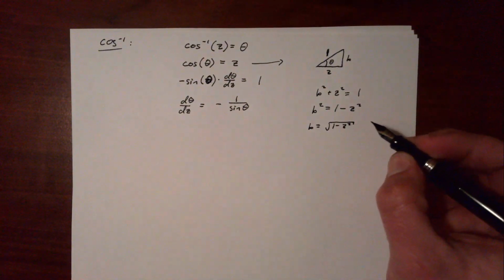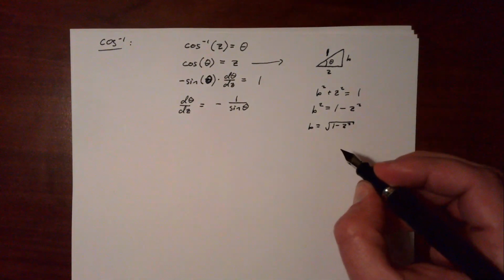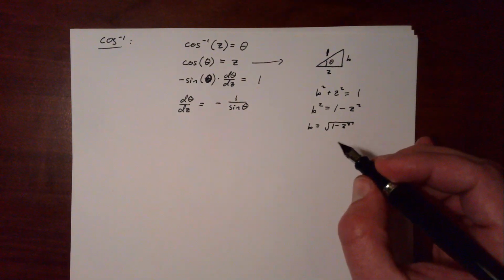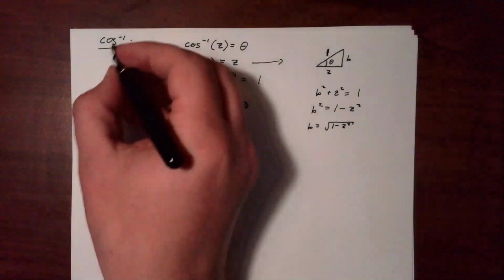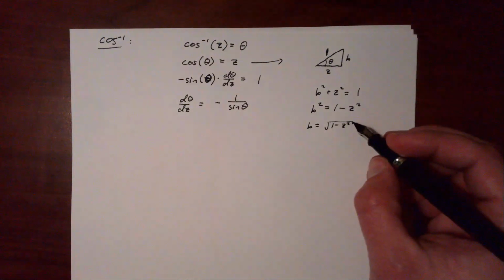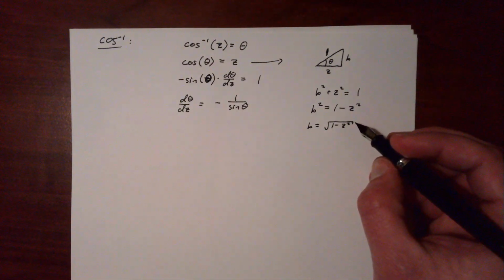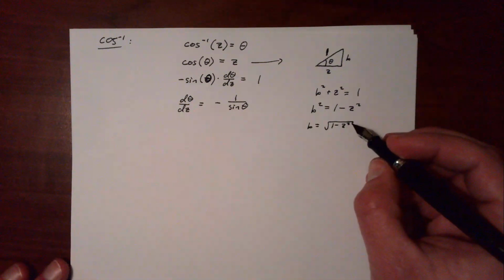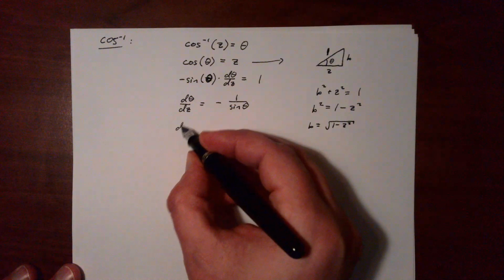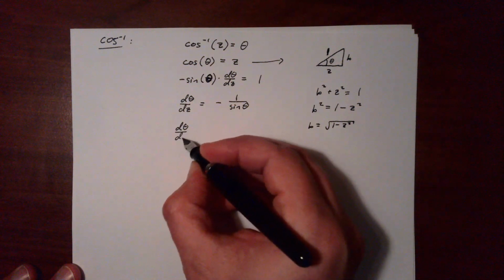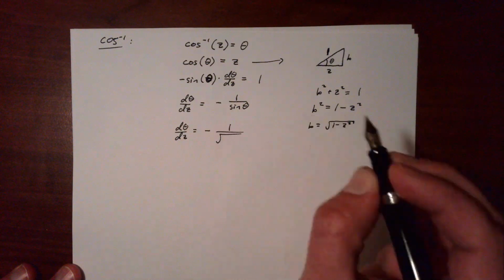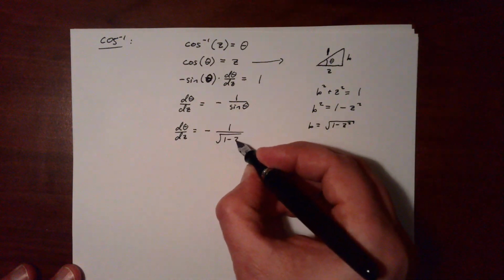I don't have to worry about plus minus once again because the triangle we're talking about here reflects the inverse cosine, and the inverse cosine is going to be always giving you an angle that is between 0 and pi, and that means that the sine of that angle is always going to be positive. So we don't have to worry about the plus minus situation. But what that means is then d theta dz is equal to negative 1 over the square root of 1 minus z squared.